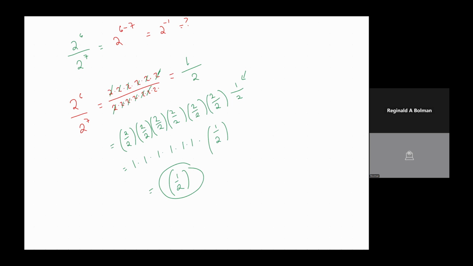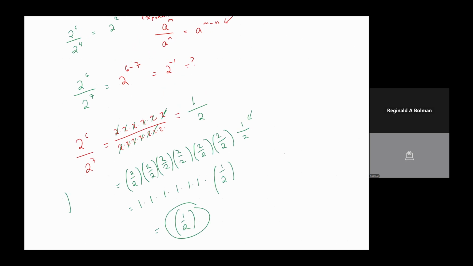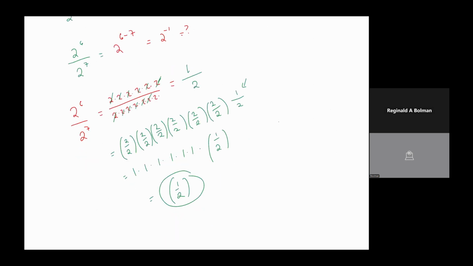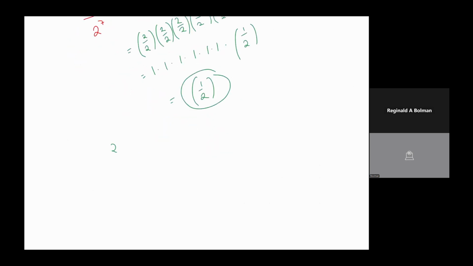Now, just like before, in order to truly understand what's happening with these negative exponents, we will of course just begin to increase the exponent in our denominator and try to figure out if there is, in fact, some sort of relationship that we might have. You'll recall that 2 to the 6 divided by 2 to the 7, we found that that was equal to 2 to the negative 1, but that 2 to the negative 1 was also equal to 1/2.